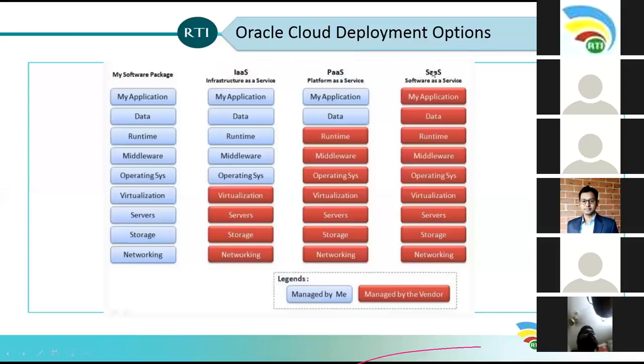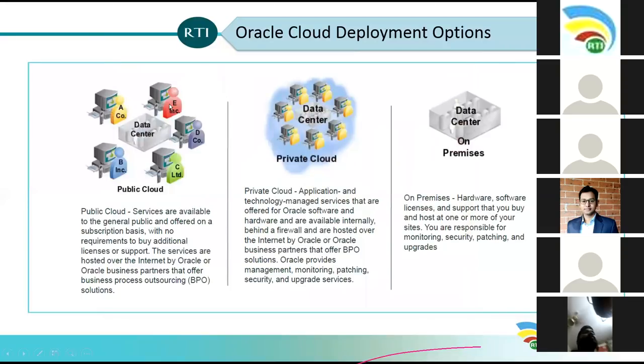Now, based on the kind of service you choose, the deployment options will come. Number one, public cloud. In the public cloud, what is happening here? Company A, Company B, Company C, Company D, and Company E all are using the same data center. It means all are accessing the same application.